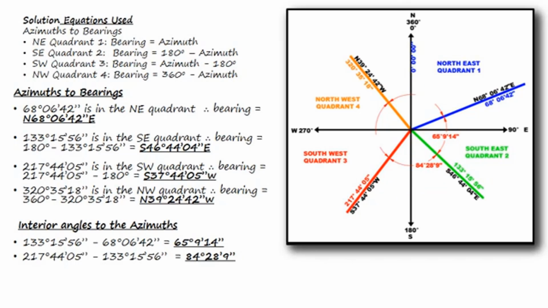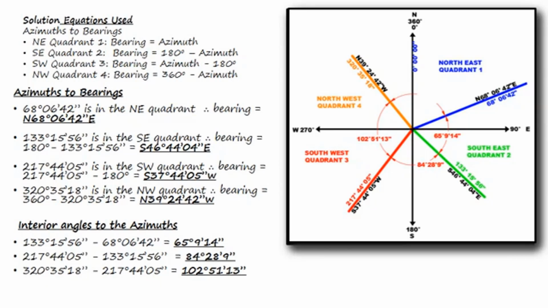Now, the next one we have to do, and this is why it's so easy to use azimuths, we're going to take from 0 all the way to the 217, and from 0 all the way to the 320. When we take the 320, 35, 18 and subtract the 217, we're going to get this angle in here. That's the interior angle, which is going to give us 102 degrees, 51 minutes, 13 seconds.